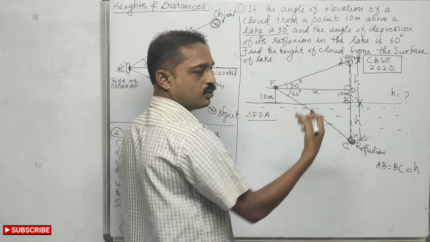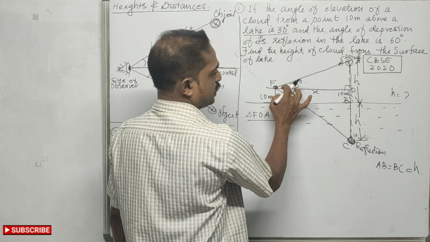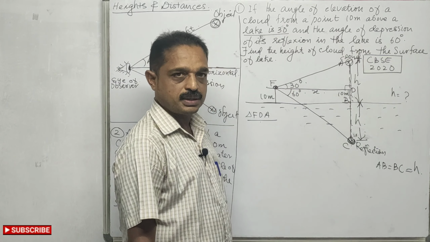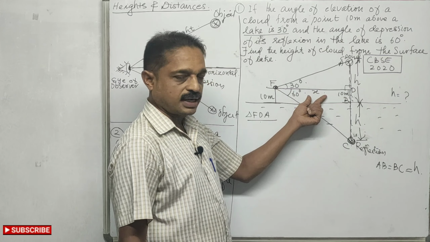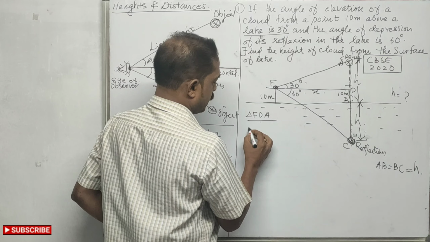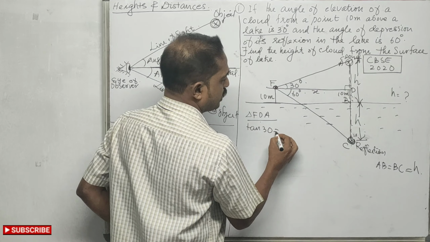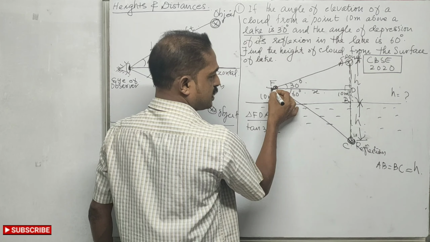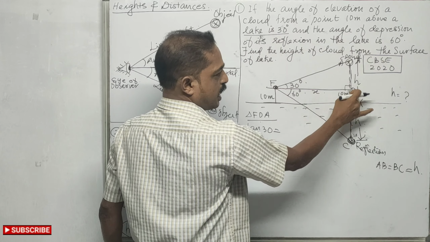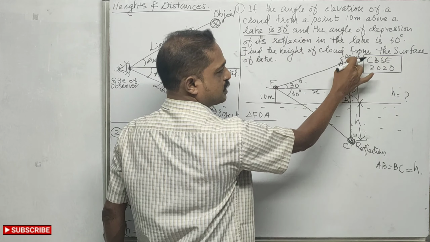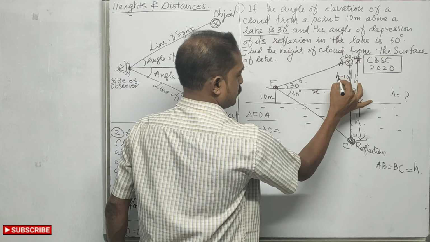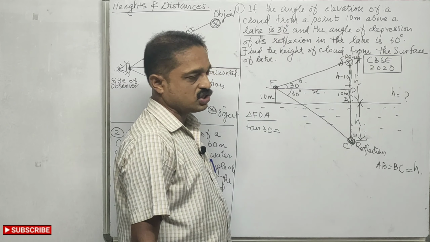So we will have to use the trigonometric ratio connecting the opposite side and adjacent side. What is the trigonometric ratio connecting opposite side and adjacent side? Which is tan. So we are finding out tan 30. From the triangle FDA, what is tan 30? Tan 30 is equal to opposite side by adjacent side. What is the opposite side? This distance AB is equal to H and BD is equal to 10. So the remaining distance AD will be H minus 10.